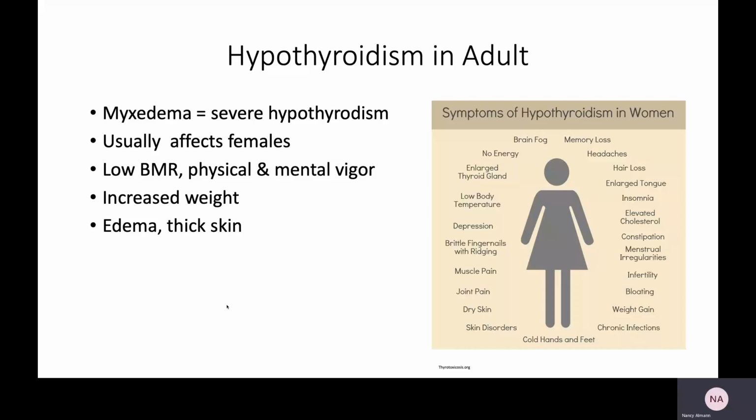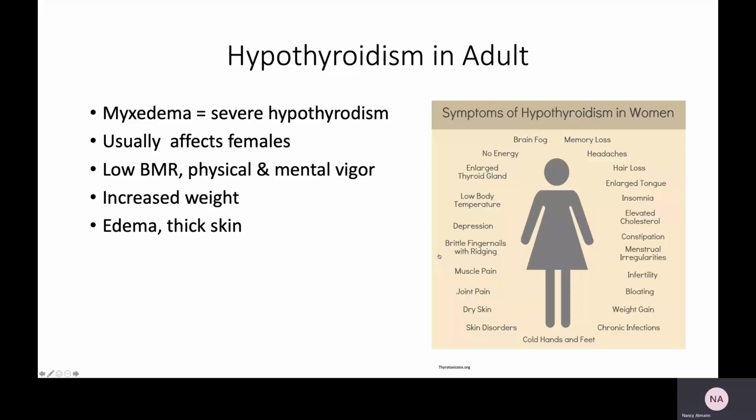Now, in adults, it's known as myxedema. Actually, myxedema is severe hypothyroidism. Unknown why, but it usually affects females. May have something to do with menopause, low BMR, lack of physical and mental vigor. You tend to put on weight, you tend to be edemacious, and you tend to have what seems like thicker skin, as well as the symptoms of all those hypothyroid symptoms that are listed on the diagram. I would know those if I were you.